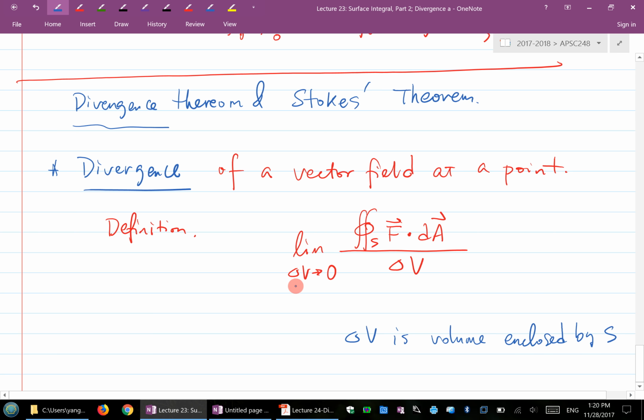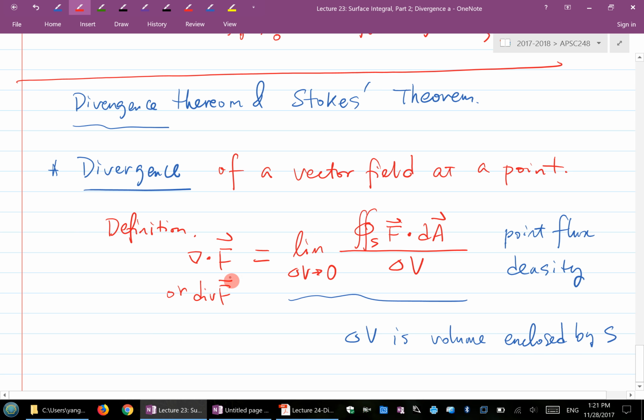And now we let delta V go to 0. When delta V goes to 0, basically we're talking about a single point. So this basically gives us a point flux density concept. Right? Point flux density concept. And we denote this term using a new symbol called del dot F, or div F.